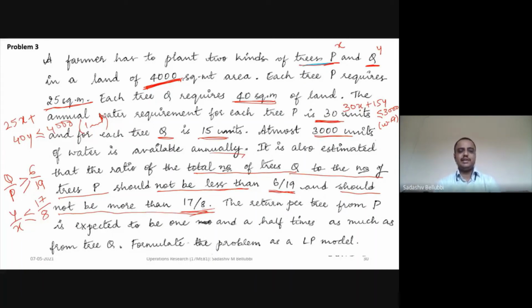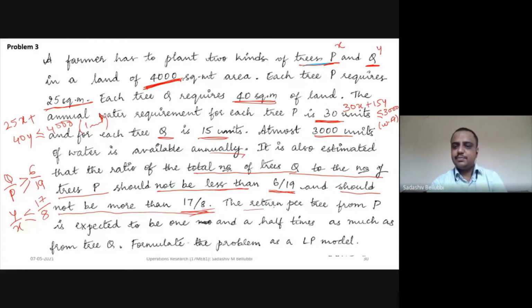6/19 and 17/8. This is very important, because we need to decide whether to take greater than or equal to, or lesser than or equal to. Here the statement is should not be less than. Should not be less than means it should be greater than 6/19. Should not be more than means it should be lesser than. So while taking the sign convention, you should be careful. Okay, next one is the return.